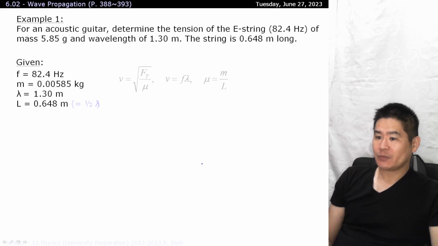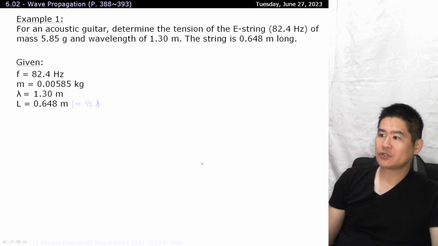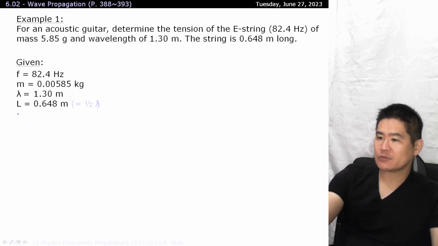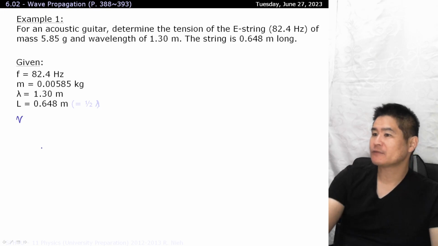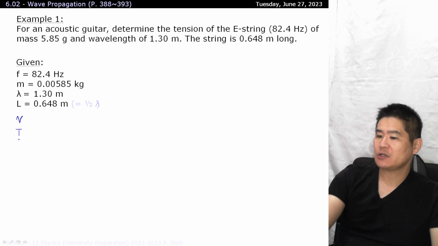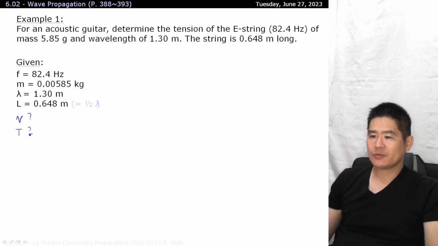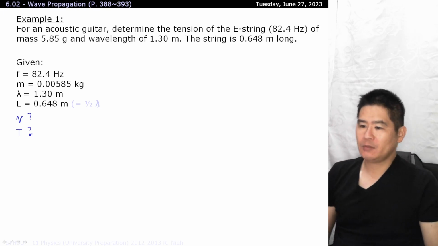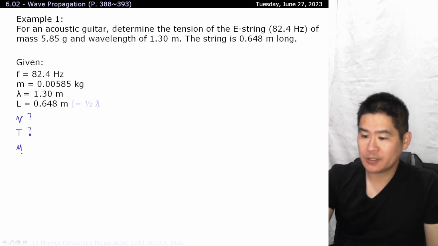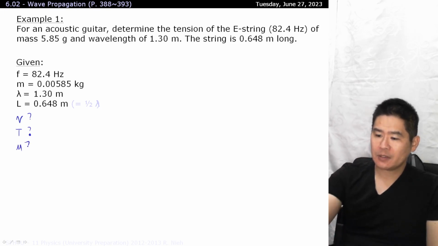Next thing is, what are we trying to look for? Well, we're trying to look for a few things. We're trying to look for the speed of the wave, and eventually the tension on the spring. Okay, so how are we going to get through this problem over here? Well, we also got to find out the linear density. Okay, that's probably the first thing we're going to do.